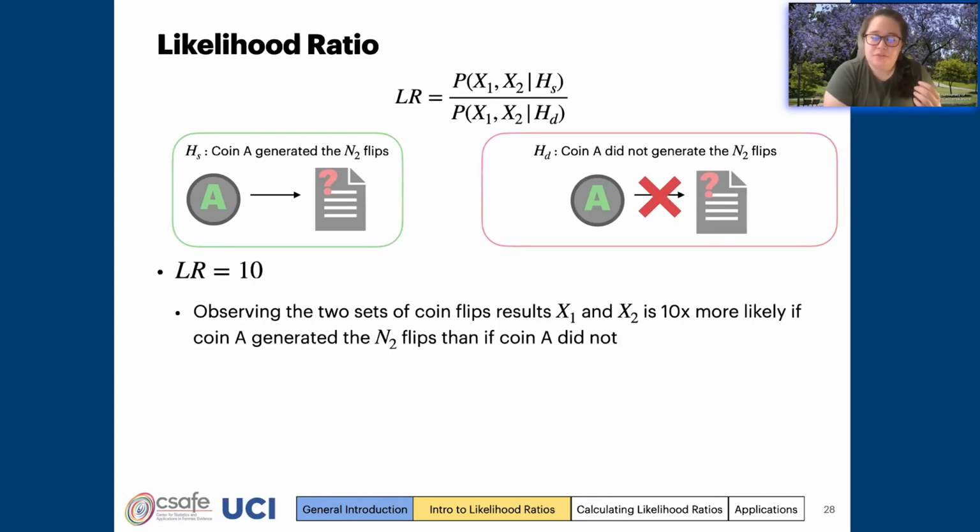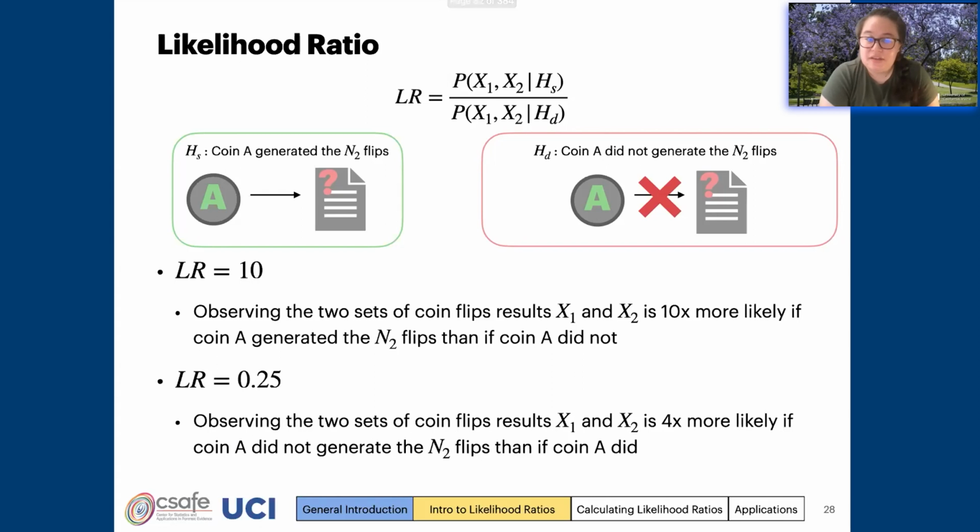If we were to get, through some process that we don't know about yet, a likelihood ratio value of 10, what does that mean? That means that observing these particular sets of coin flips is 10 times more likely if coin A generated the N2 flips than if coin A did not. On the other hand, say we got a likelihood ratio of 0.25 or 1/4, then observing these particular coin flip results is 4 times more likely if coin A did not generate those flips than if coin A did.